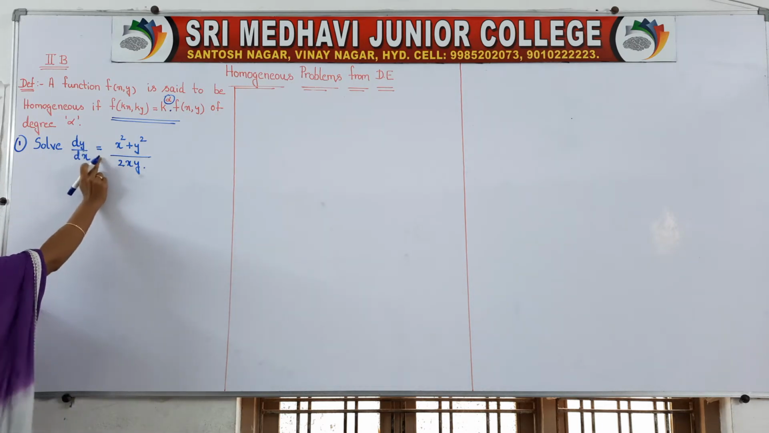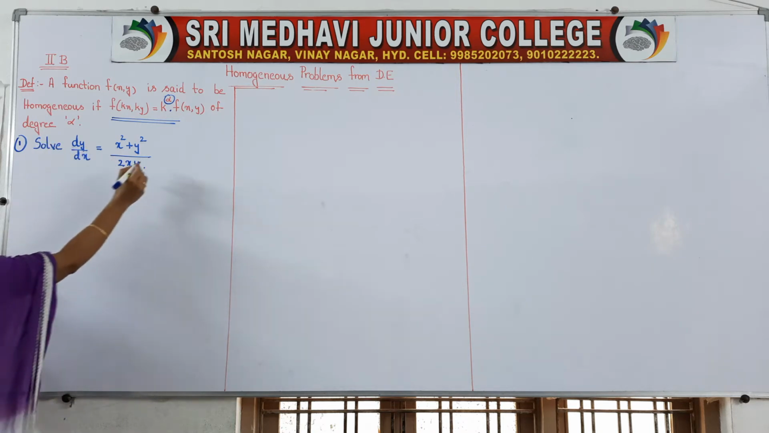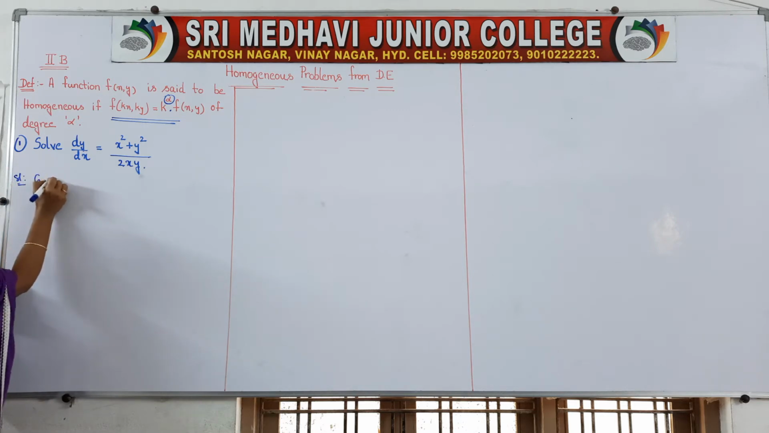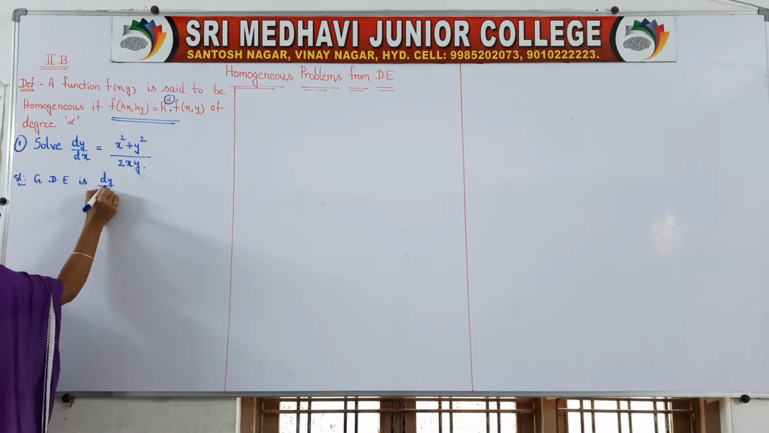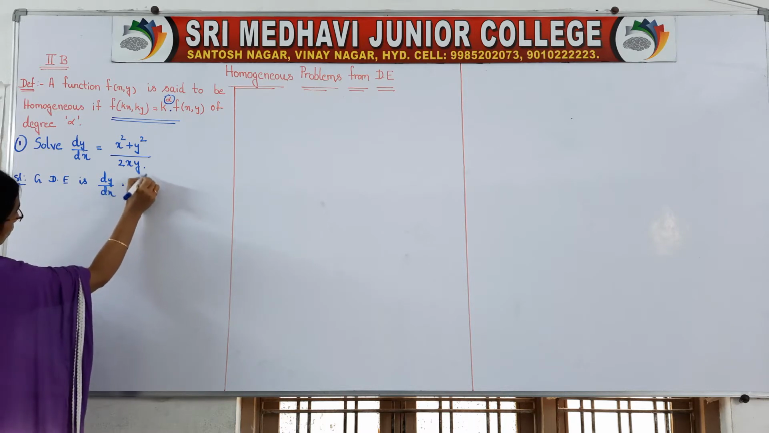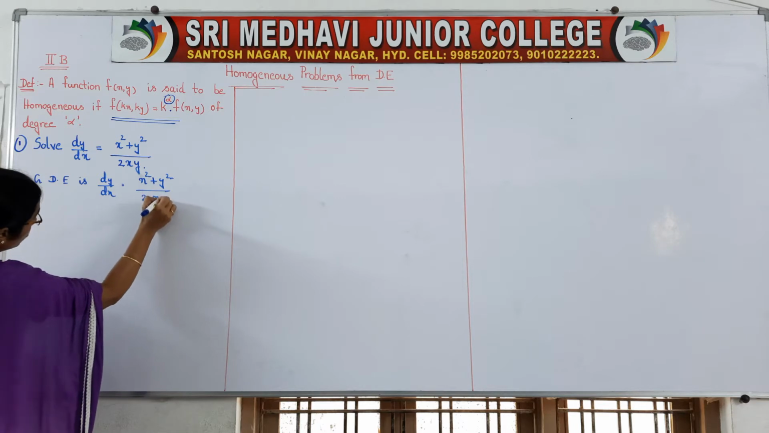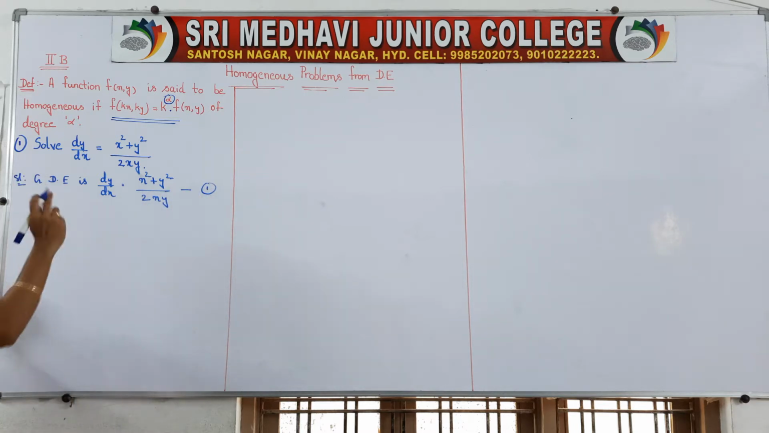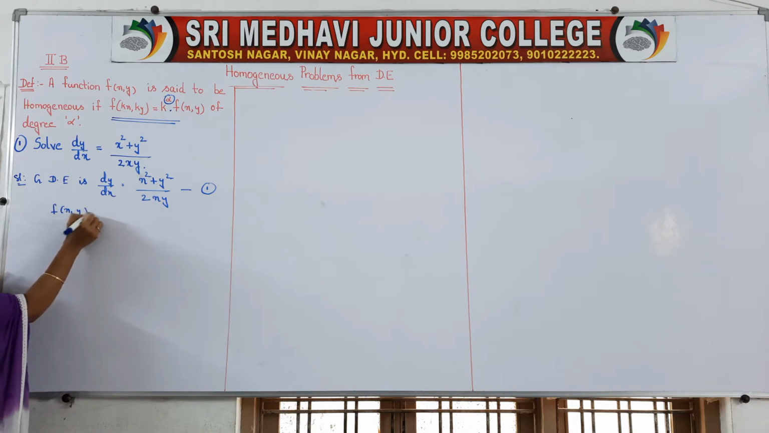Solve dy by dx is equal to x square plus y square by 2xy. Okay, so solution: the given differential equation is dy by dx is equal to x square plus y square by 2xy. It is equation number 1. So now you take the function. This function is f of x comma y.